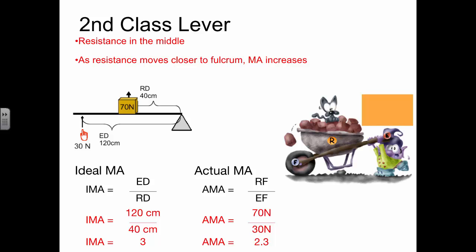Examples? A wheelbarrow. If you imagine a wheelbarrow, the fulcrum is the wheel. That's where it pivots from. You exert your force in the handles, and the load, the resistance, is in the middle. It's a second class lever.